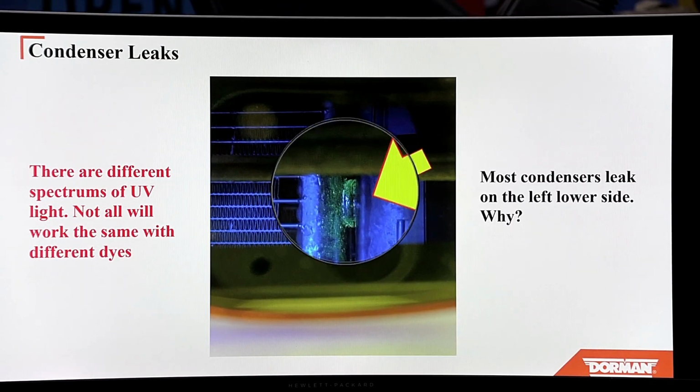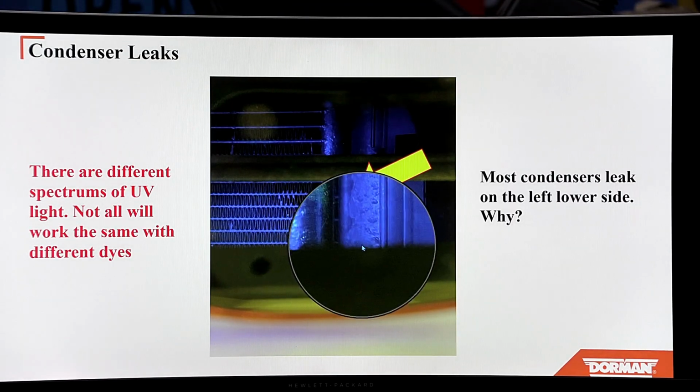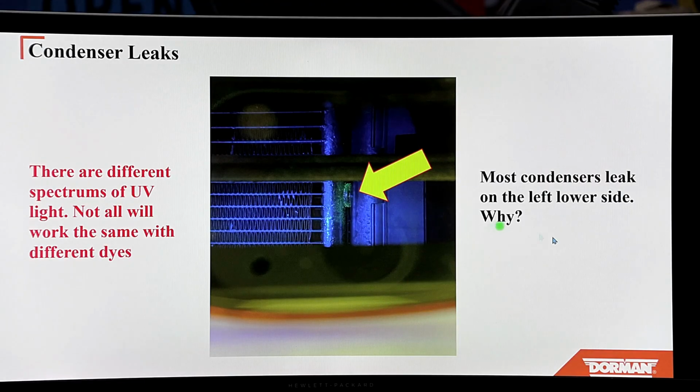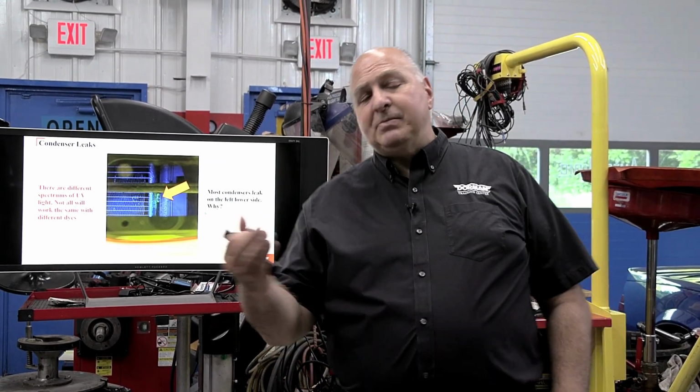You can see there's a leak. Most of the time, they leak on the bottom left side. Why? I'm going to tell you why. Oil sits there and holds refrigerant. The left side corner, driver's side, lower corner, is the #1 area that condensers leak. The #1 spot may be fittings, okay, and caps missing.